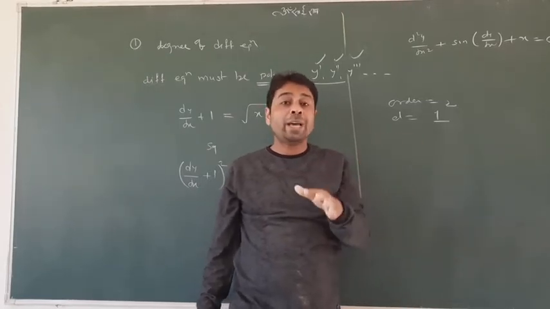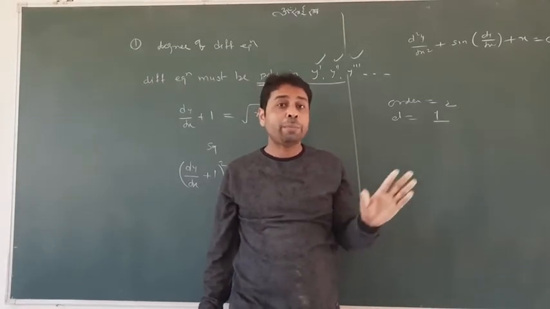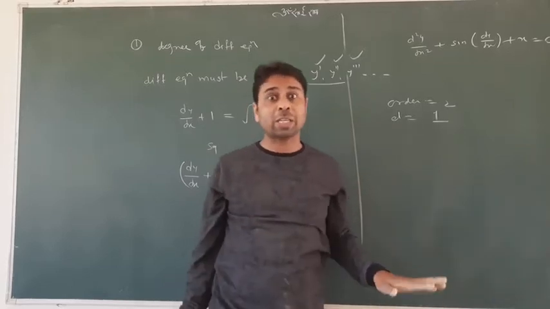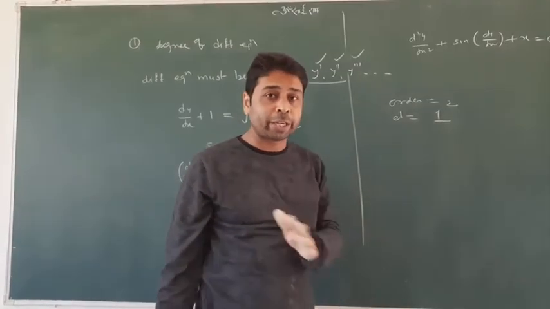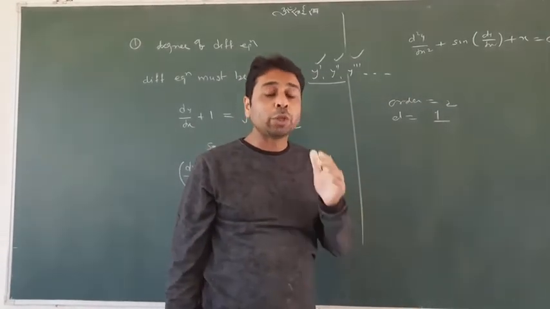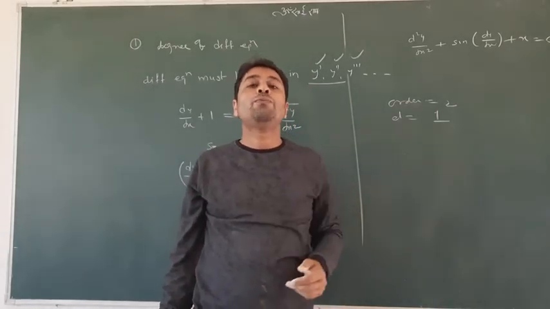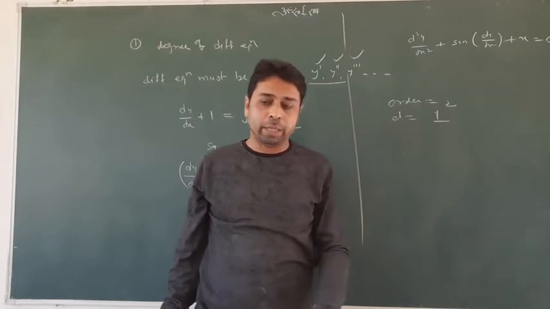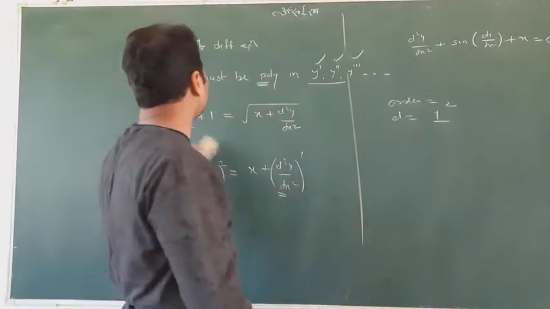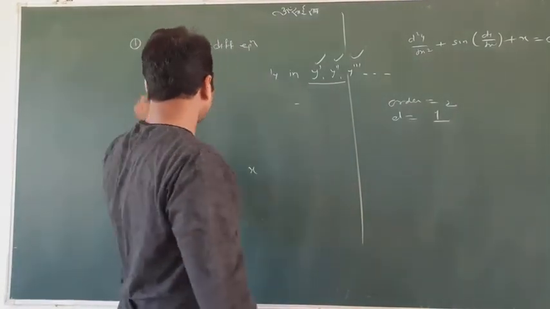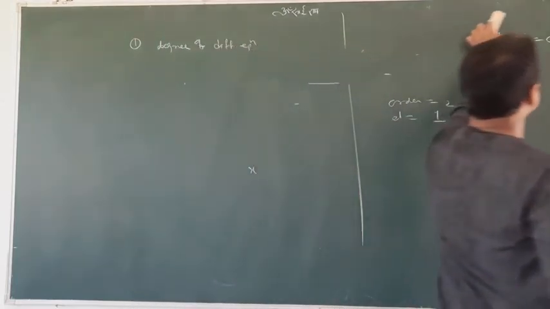Why? Don't take y in this condition. y may be under a root sign, y may be with the sine, y may be with the cos, no matter at all. But dy by dx and d square y by dx square and its team should follow the condition of the polynomial. So this is the thing, student. You can now understand it the way I have taught you here.